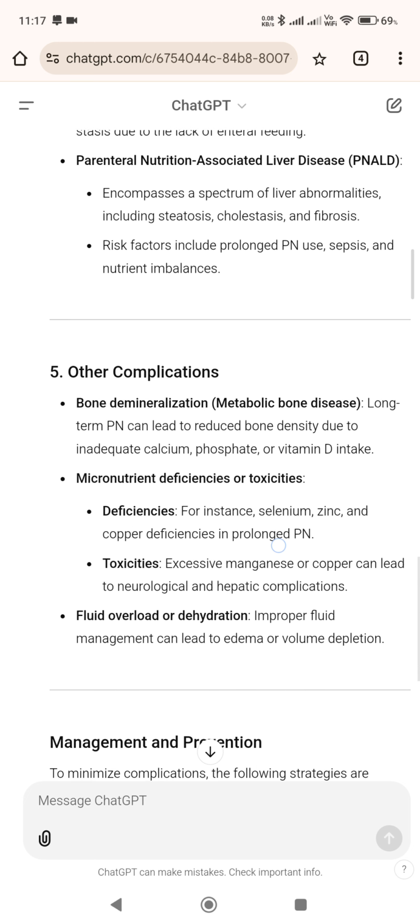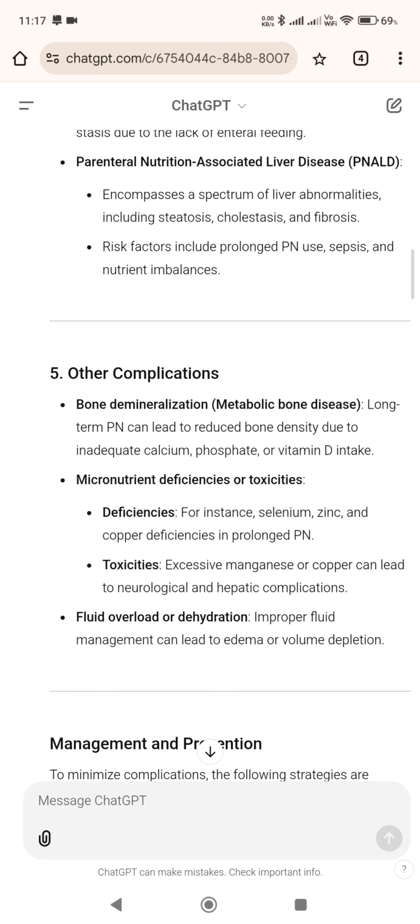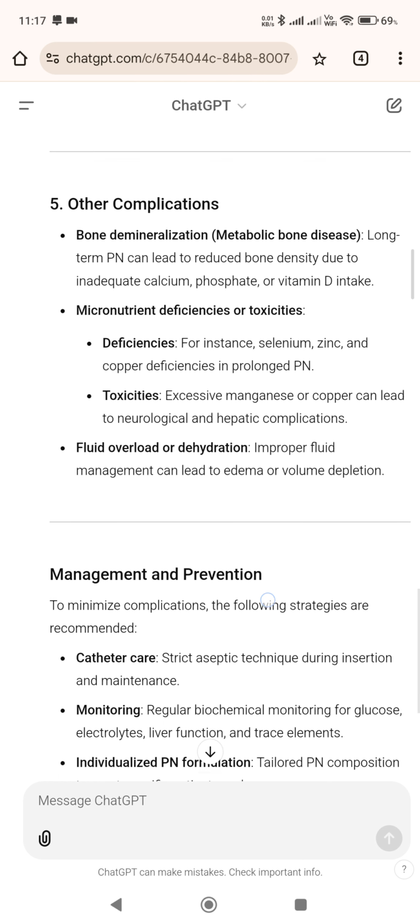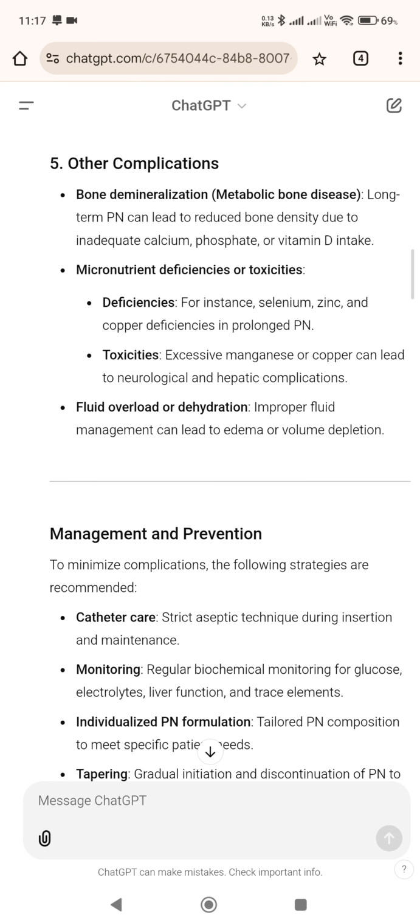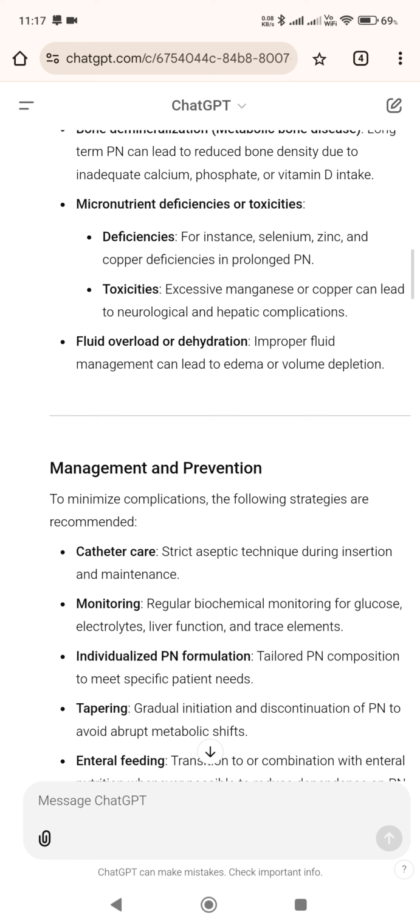Parenteral nutrition-associated liver disease encompasses a spectrum of liver abnormalities, including steatosis, cholestasis, and fibrosis. Risk factors include prolonged PN use, sepsis, and nutrient imbalances. 5. Other complications. Bone demineralization, metabolic bone disease: long-term PN can lead to reduced bone density due to inadequate calcium, phosphate, or vitamin D intake.